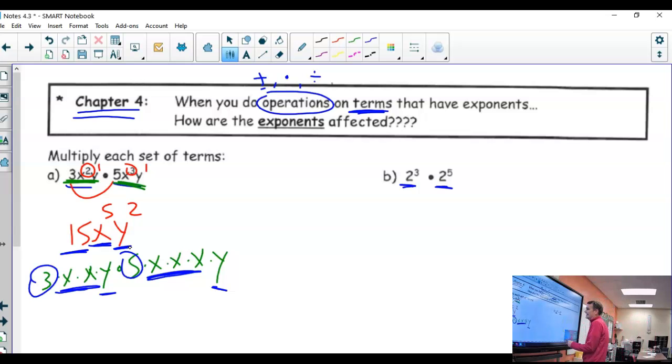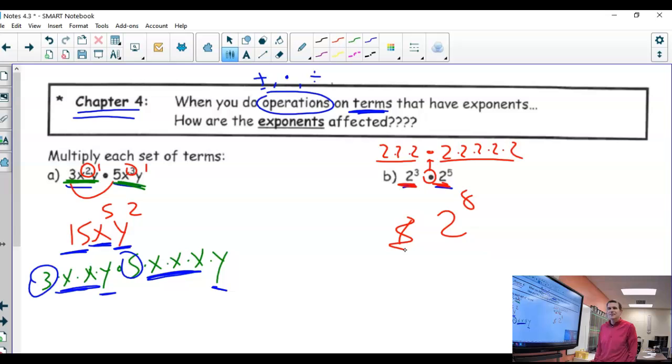And over here, what do you get here? Well, you've got 3 2's and 5 2's all being multiplied together. Do you have to do this? No, you don't have to do this. But really, you have 3 2's and 5 2's, and they're all being multiplied together. That is 8 2's being multiplied together. That would be 2 to the 8th power. What's the short way to get that? Just add the exponents, right?